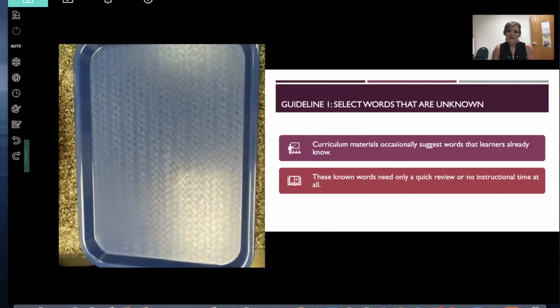So the first guideline is select words that are unknown. Okay, that's a little bit obvious, but sometimes curriculum, like going back to the science lesson earlier or the math lesson, will have words listed as vocabulary and the students already know what they are. The words that they already know, you want to touch on them, introduce them, but then you don't want to spend your time on that and you want to move on. And again, it's when you know your students and know which words those are going to be.